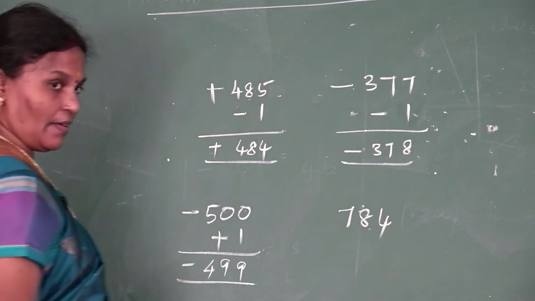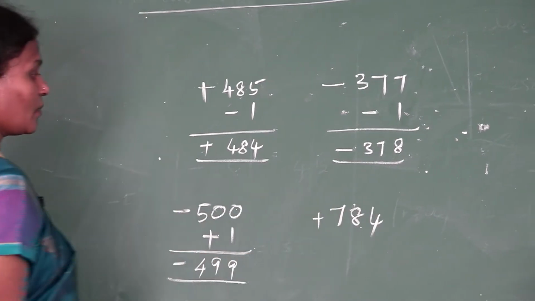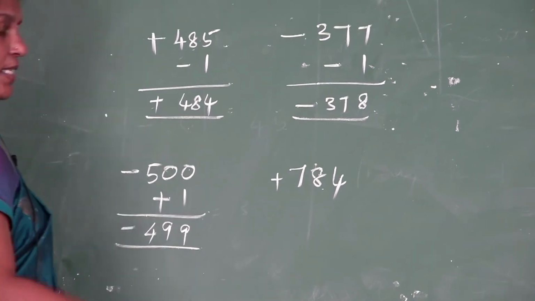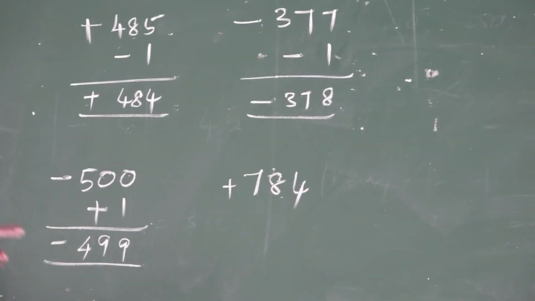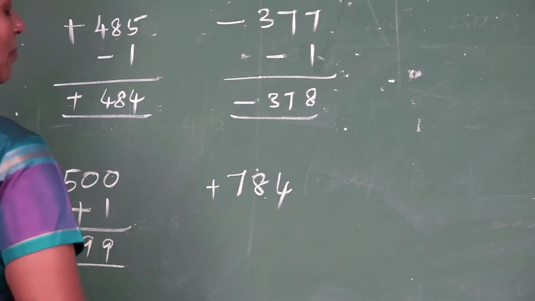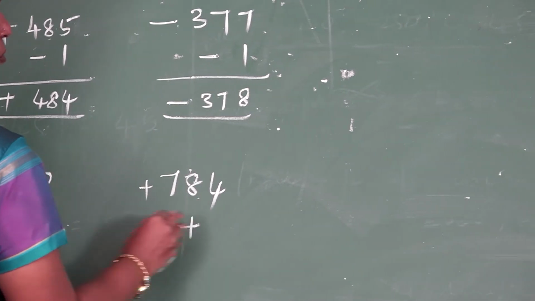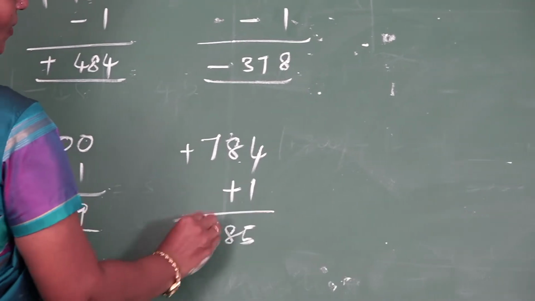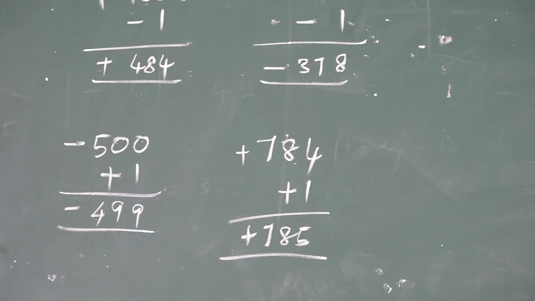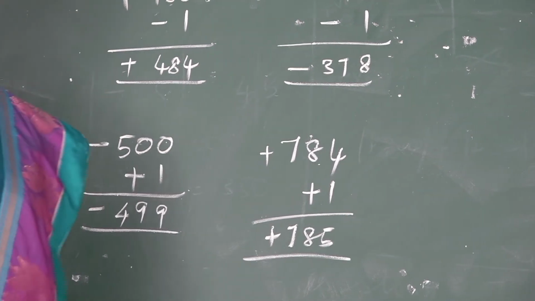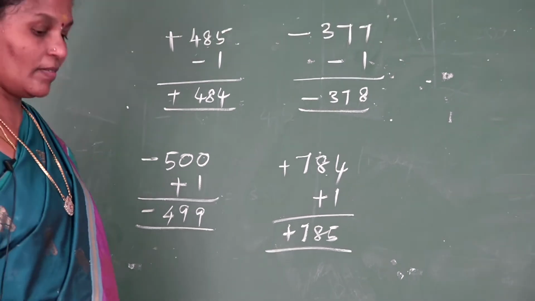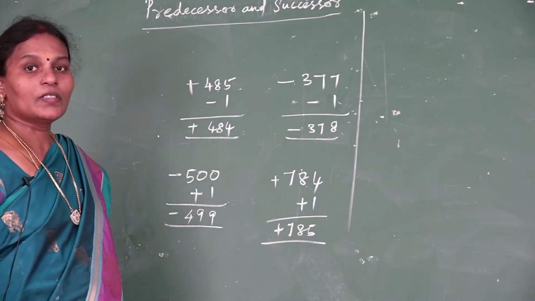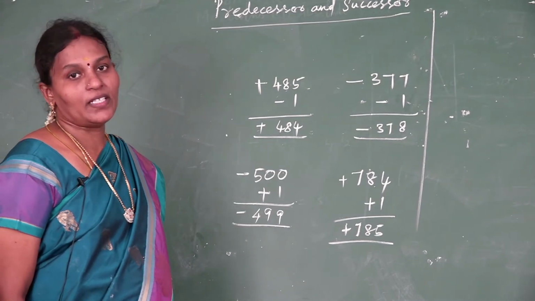Okay. Now you take 784, plus 784. What is the successor of 784? Successor means one more than the given number. So one more, so you have to add 1. So this is 785, so plus 785. Do you understand, children, what is meant by predecessor and successor? Good.